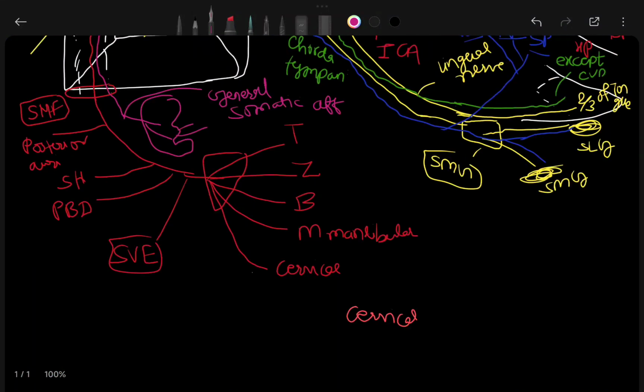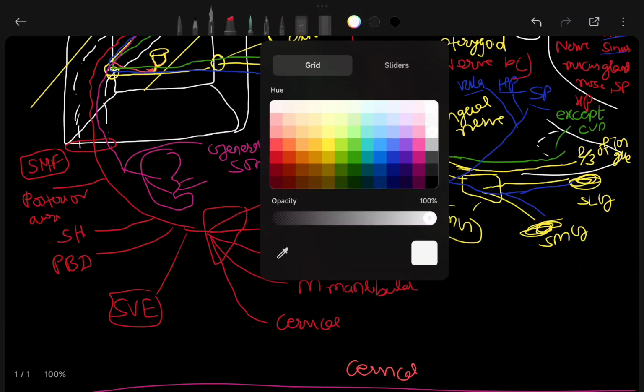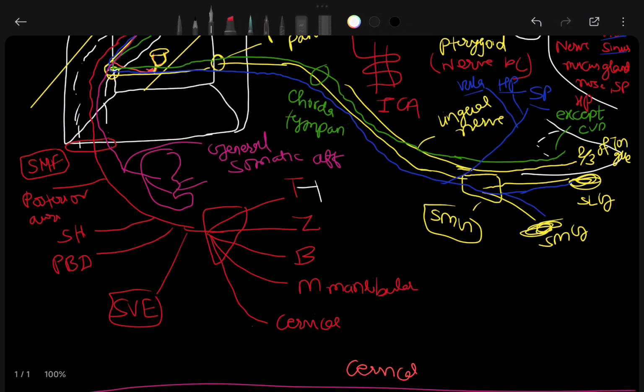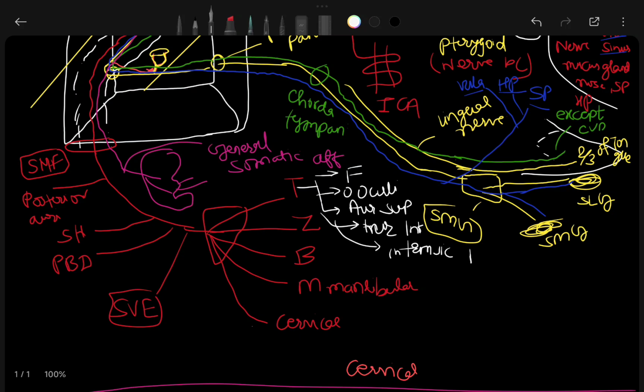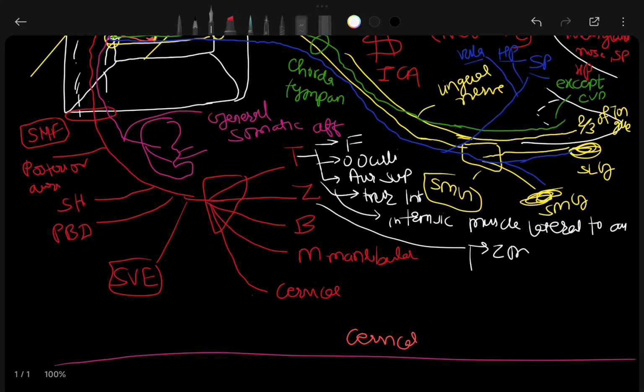Another important thing, which may not be needed for your examination, but I am telling you for information. The temporal branch of the facial nerve supplies the frontalis muscle, orbicularis oculi muscle, auricularis superior muscles, auricularis inferior muscles, and intrinsic muscles lateral to the auricle. Okay, and the zygomatic branch supplies zygomaticus major and zygomaticus minor.